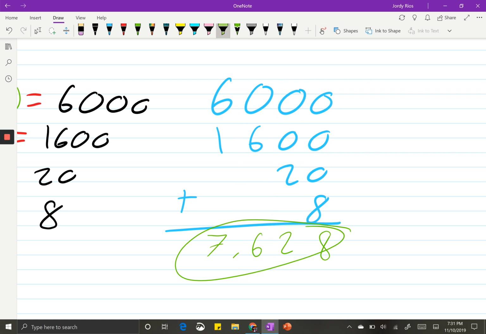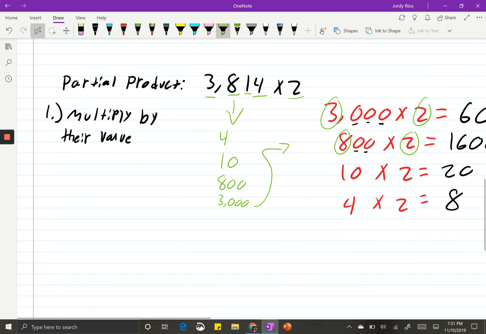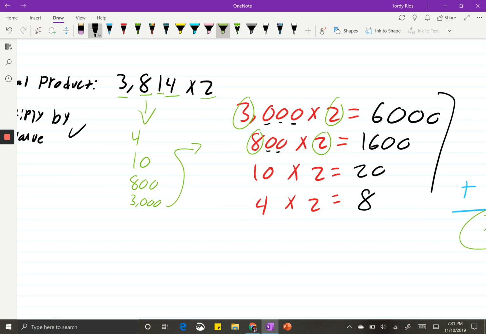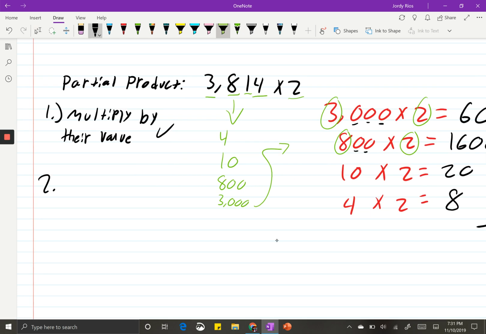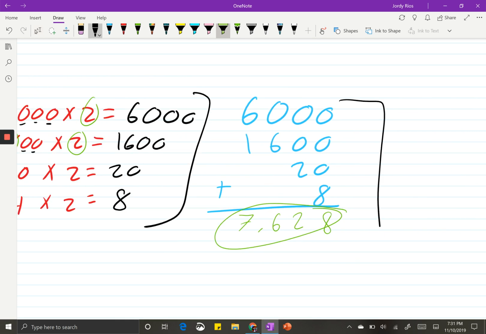Okay, so let's review. Partial product. I multiply by its value, check, because I did that here. And then the last thing was to just add them up. Okay, and check because I did that here, making sure that each one has its own place value.